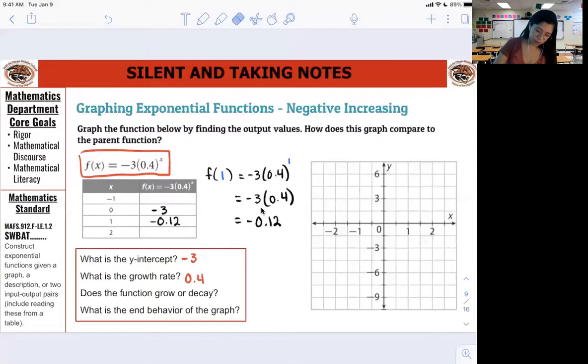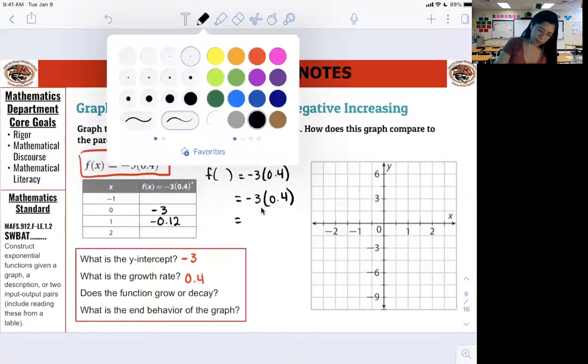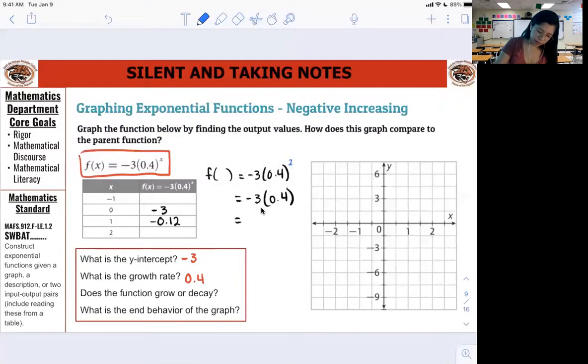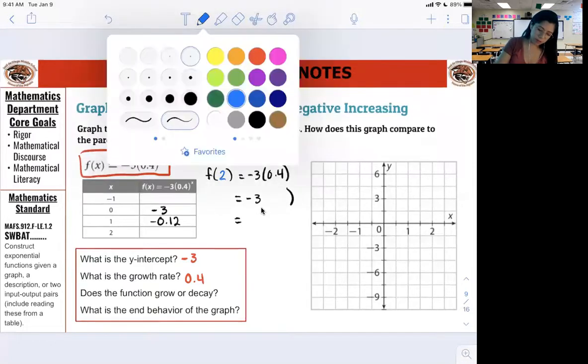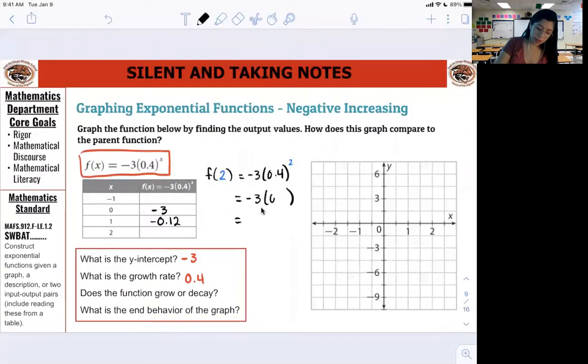Oh, wait, we don't have to use our calculators. This isn't half bad. It's not terrible. Okay. f of 2. 0.4 to the power of 2 is 0.16. -3 times 0.16 is -0.48. Good. All right. Any questions so far?